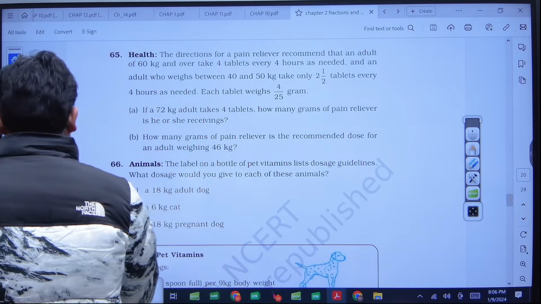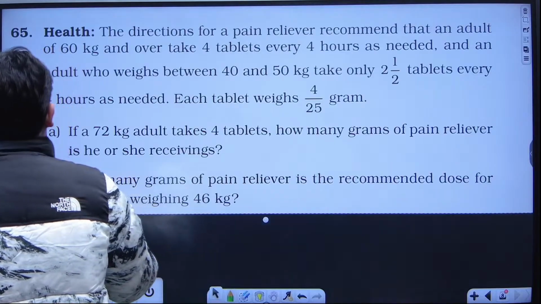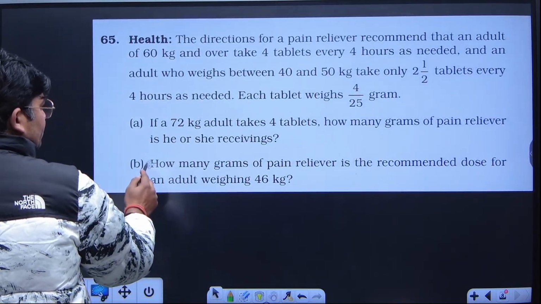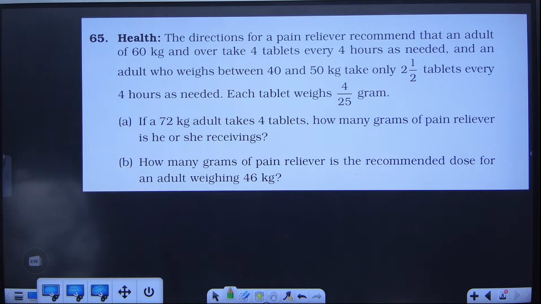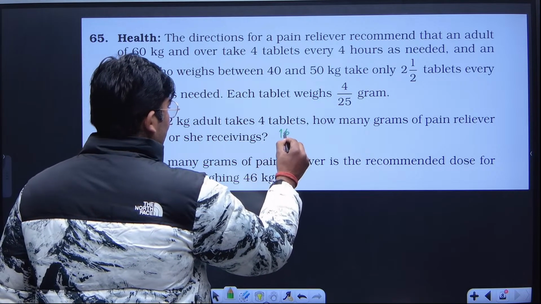Let's see question number 65. One second. 16 by 25 grams. Okay, 16 by 25 gram.